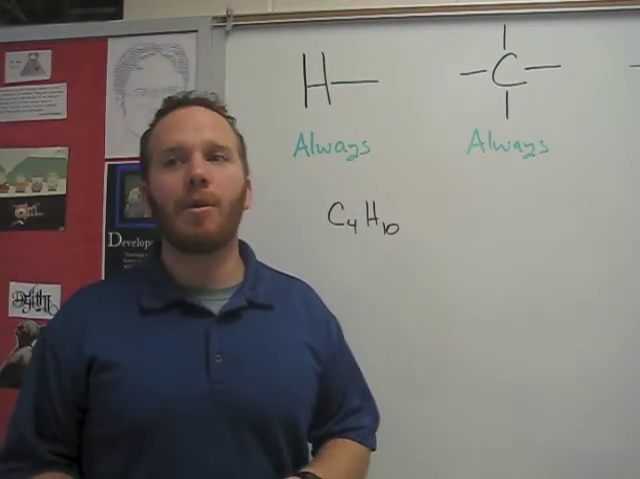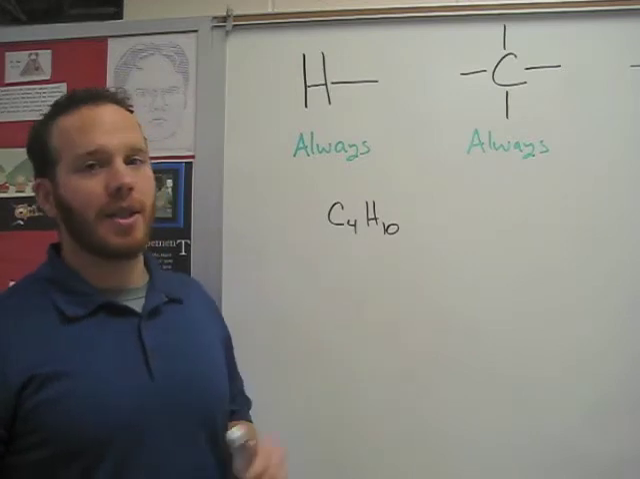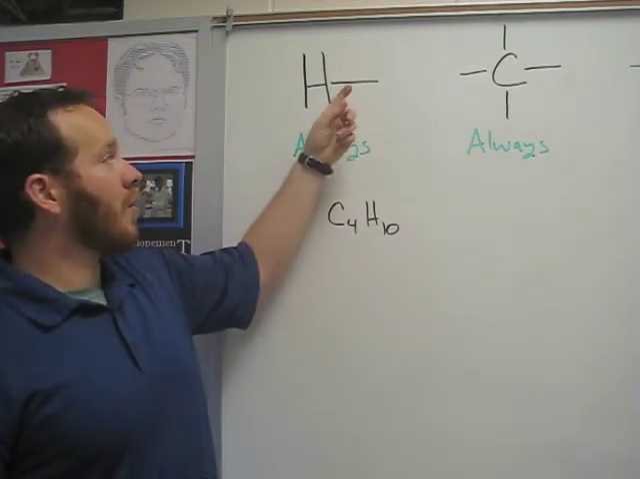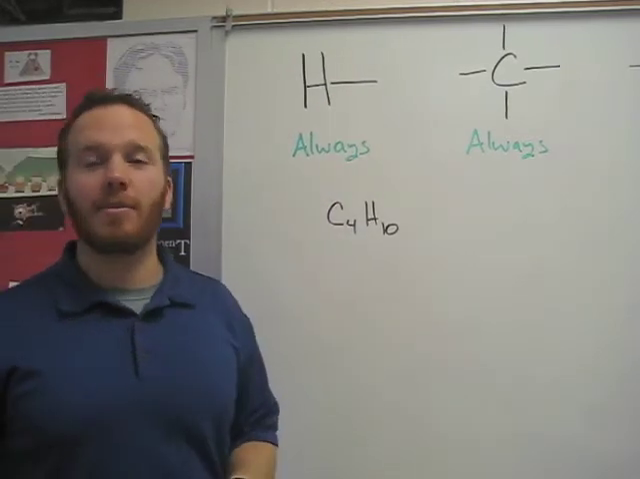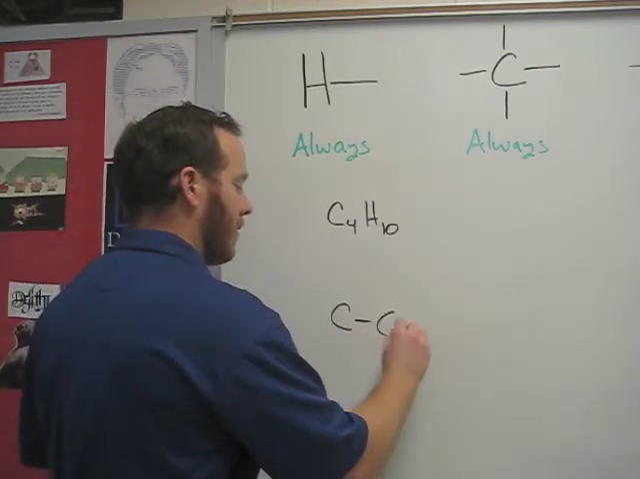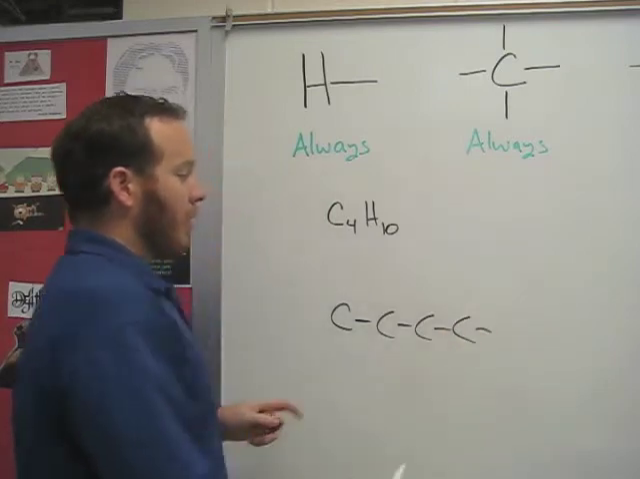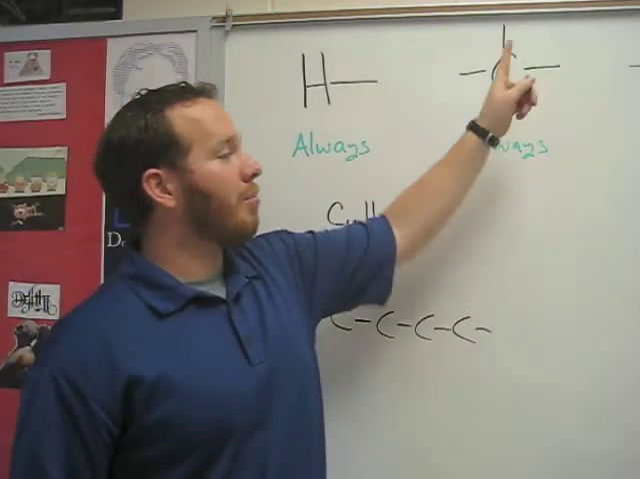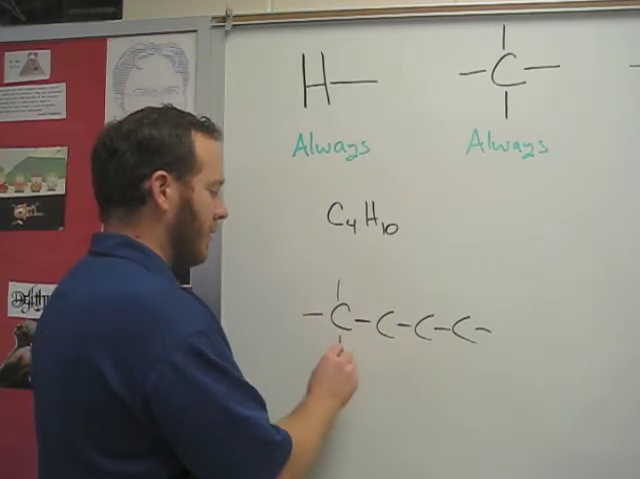Now let's take a look at how we would draw a compound such as C4H10. Well, we know that hydrogen always can only have 1 bond, so it has to be on the outside. So we'll start off by connecting all of our C's. We also know that carbon has to have 4 bonds, so I'm going to go ahead and give it 4 bonds.